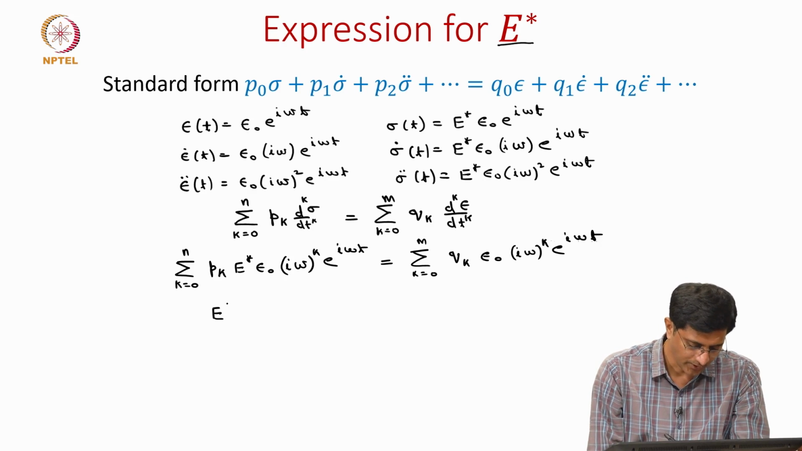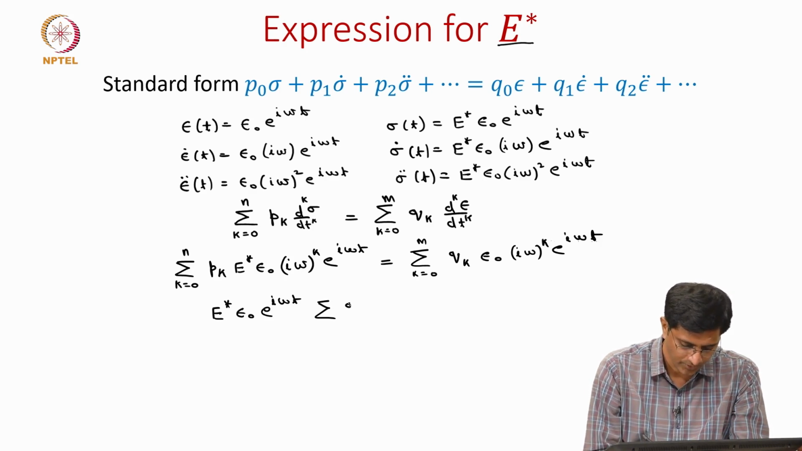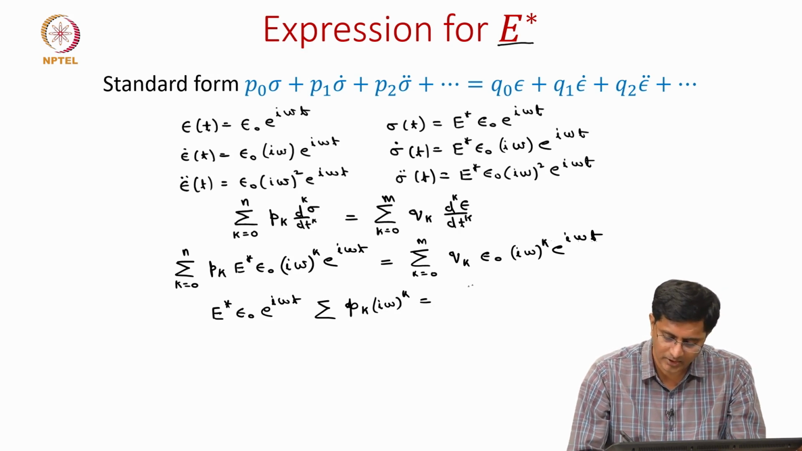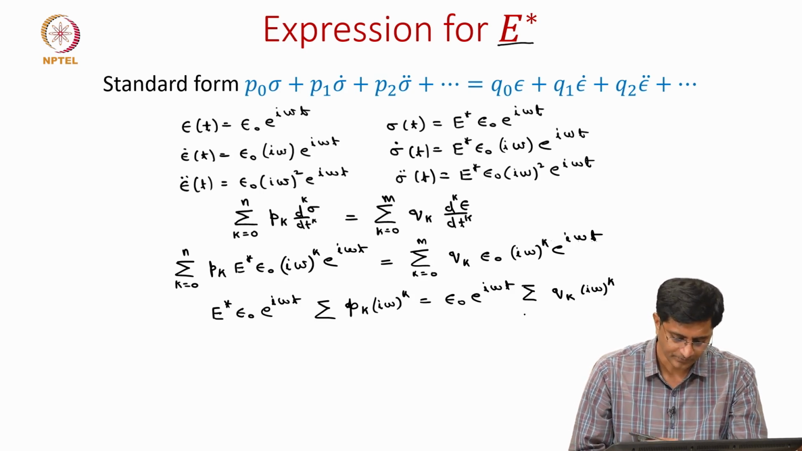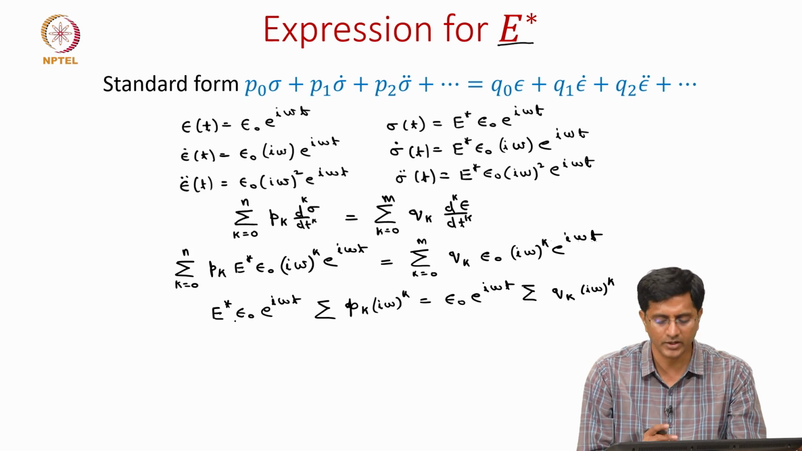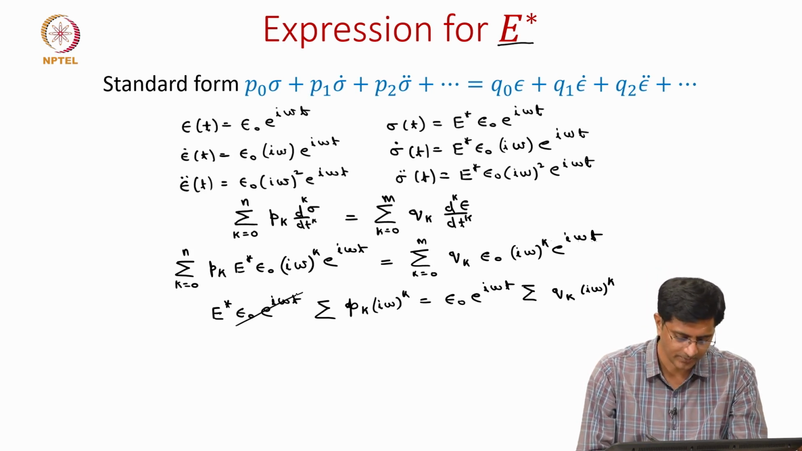So, then we should be able to write it as E star epsilon naught e power I omega t, summation of pk I omega power k. To the right hand side the constants which will move out of the summation are epsilon naught e power I omega t, and in the summation we have these qk and I omega power k. So, we notice that this epsilon naught times e power I omega t is on both sides, which can be cancelled out.